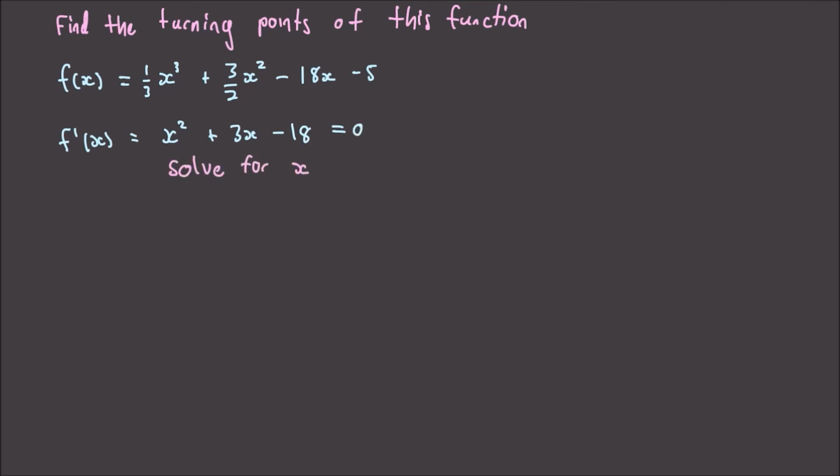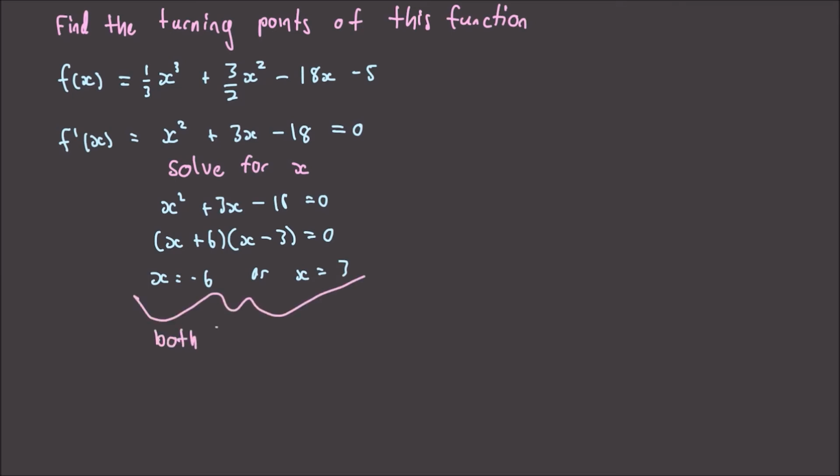Well, of course, you've seen this before. This is a quadratic, so if we factorize it, we can solve that way. We know that x is equal to -6 or x is equal to 3. They are the two turning points, because these two x values give you a gradient function, f dash equals 0.